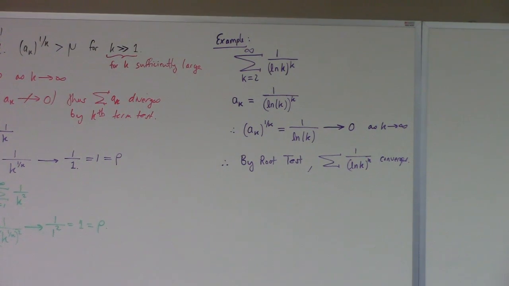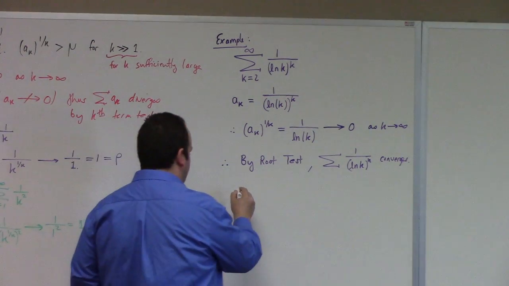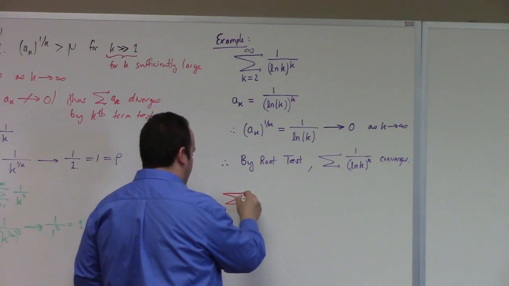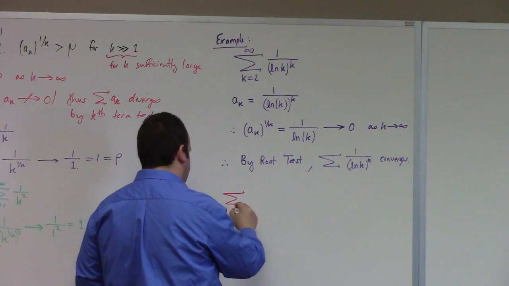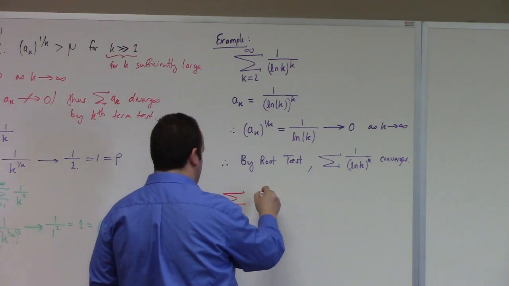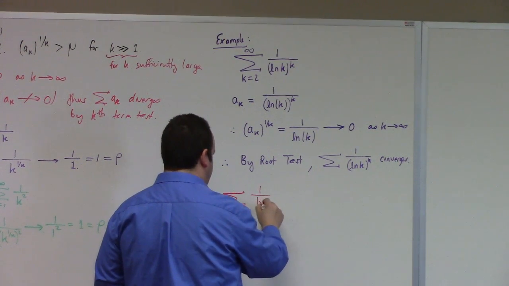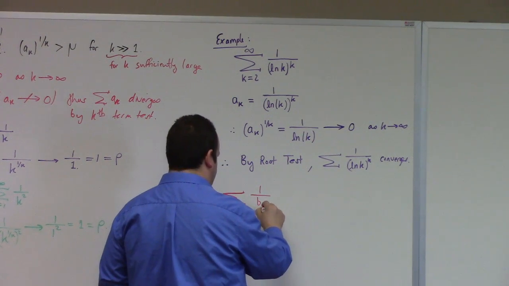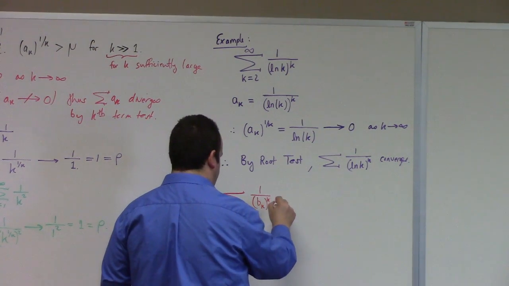I like this example because it gives me ideas. If you think about this, can you think of tons of other examples? You could come up with a lot like this. Think about this: if I had basically anything of the form, sum over some appropriate range, 1 over b sub k to the k.